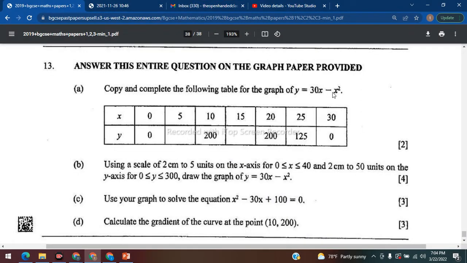By the way, what type of function is this? Quadratic. Why is it quadratic? Highest power is 2.